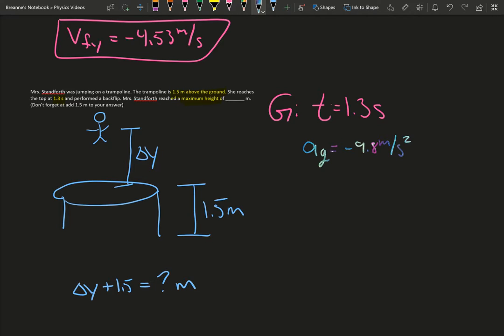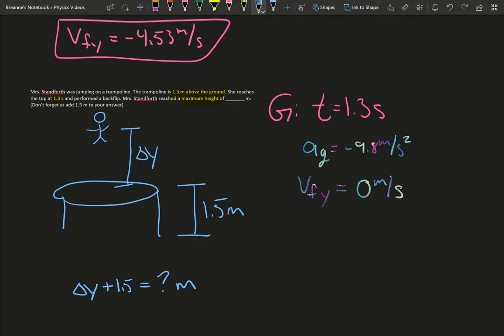We also know what would be her velocity at the top. Basically, because we're just trying to find the top, what would be her final velocity? Hopefully you said 0. Because her jumping up, she stops, does a backflip, and then comes back down. So her final velocity is going to be 0. So there are only 2 hidden givens in this one.